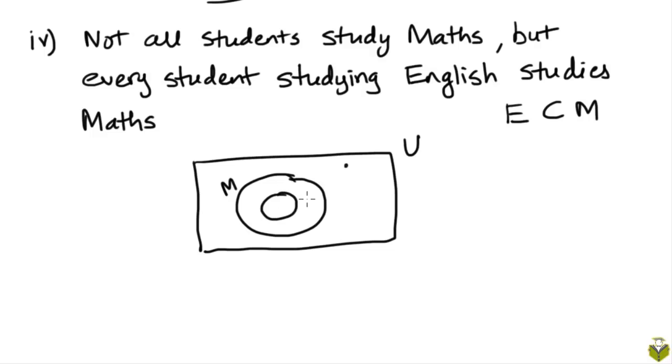So the set E has to be drawn inside the set M. So this is the corresponding Venn diagram.